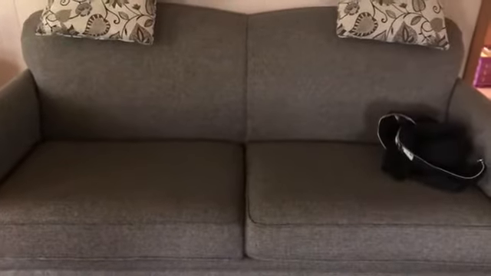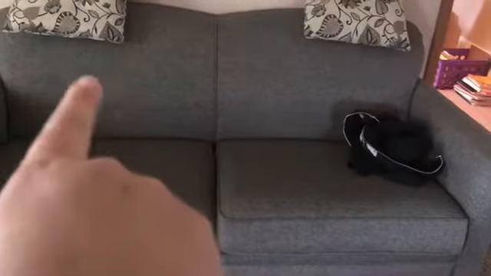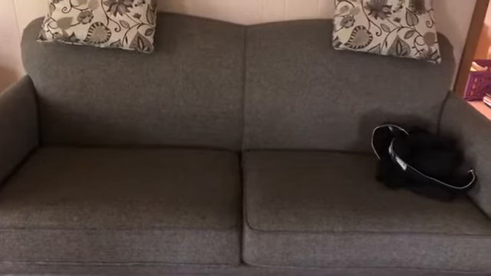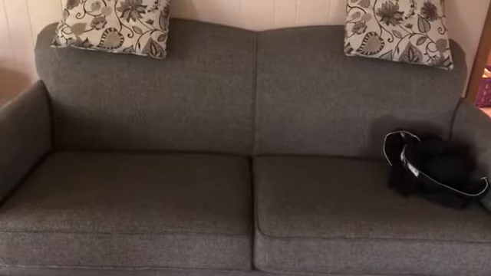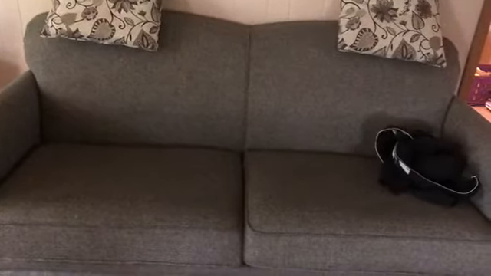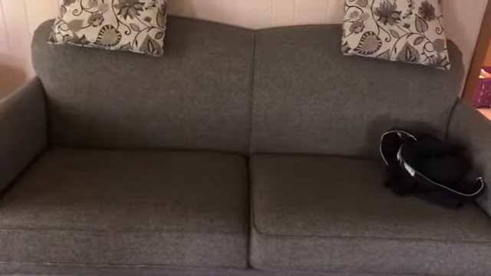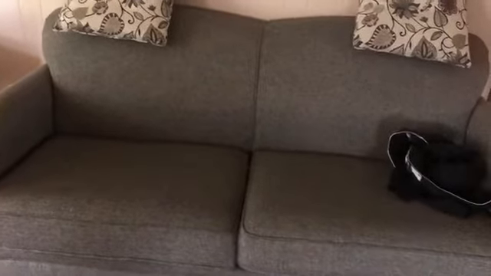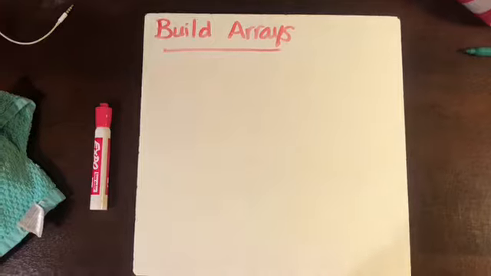Good job. All right, here's another funny one. I'm gonna move my cushions out of the way because I have an array here. Here's my couch. If I'm looking at the top of my couch, the top and the bottom and the cushions, what kind of array is that? Yep. How many rows and how many in each row? Yeah, I have a 2 by 2 array, and what would be the number model? 2 plus 2 equals 4. Good job.